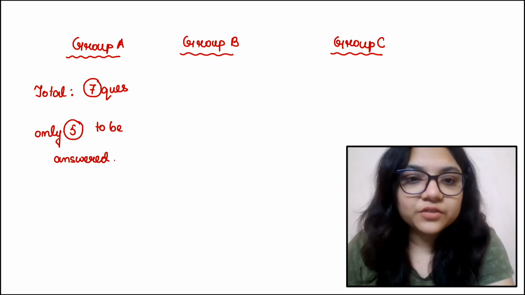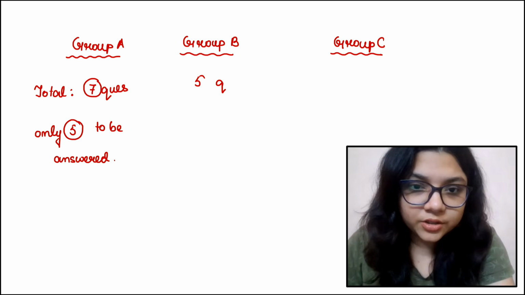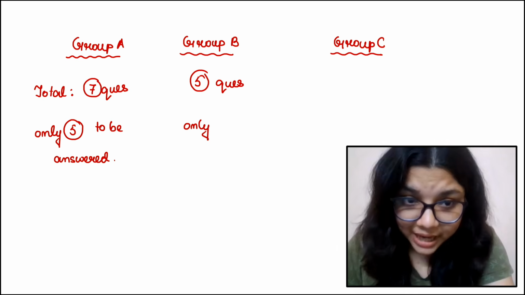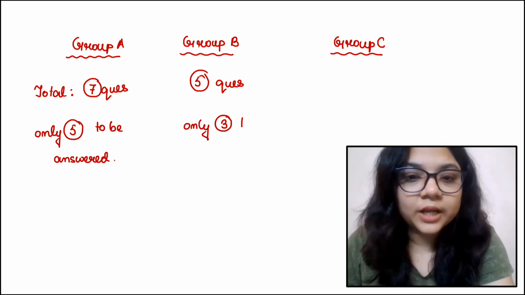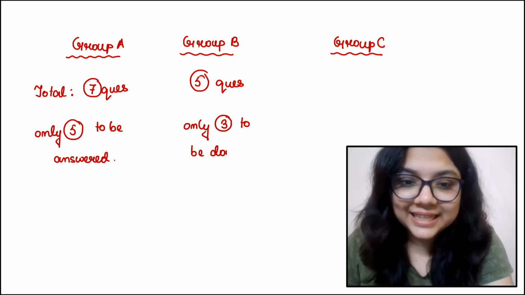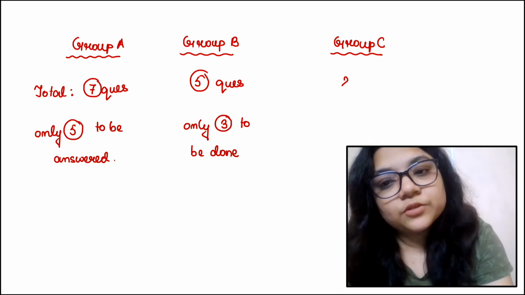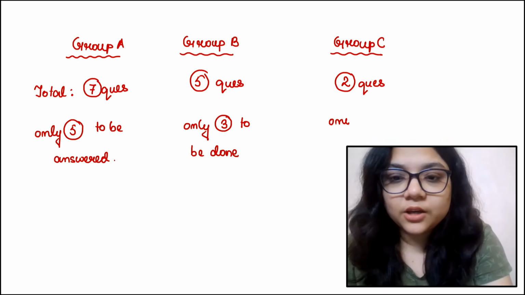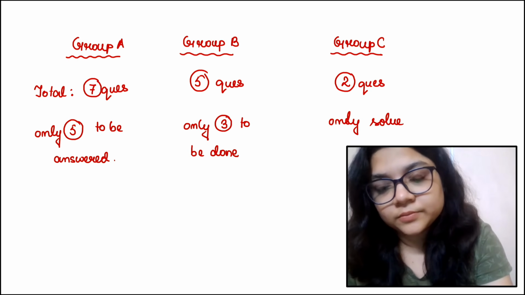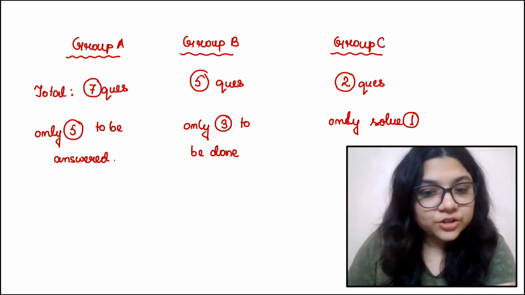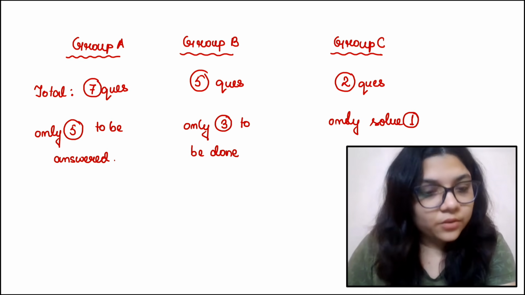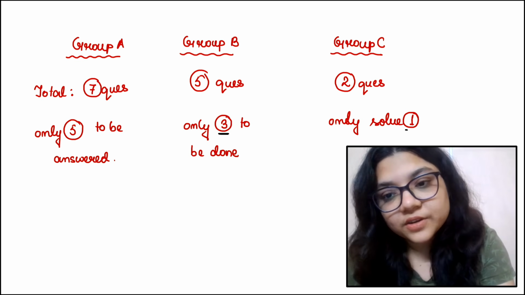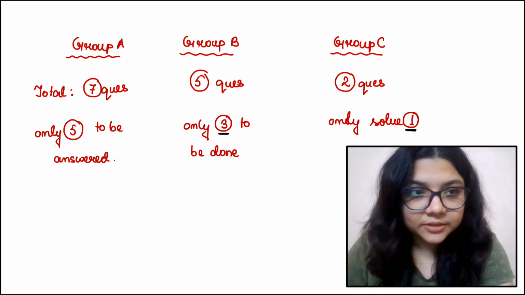Group B, they will give you a total of 5 questions. Total of 5 questions will be given, out of which you will have to answer only 3 to be done. Fine. And then finally, when we come to group C, they will be providing you with 2 questions, out of which you will have to solve 1. Okay. So how many questions are we actually answering? For group A, we are answering 5 questions. For group B, we are answering 3 questions. And for group C, we are solving 1 question. I hope this is clear.